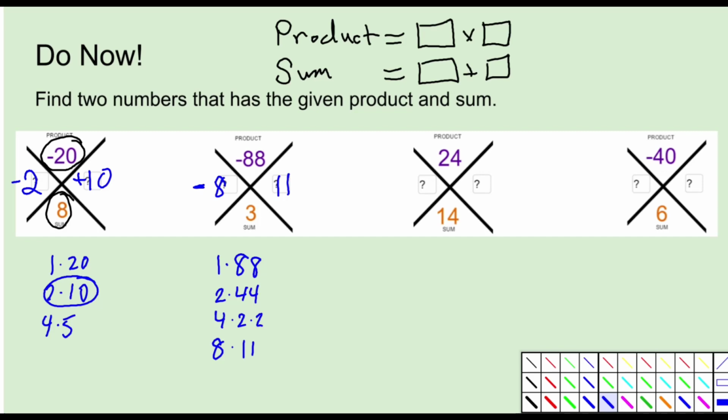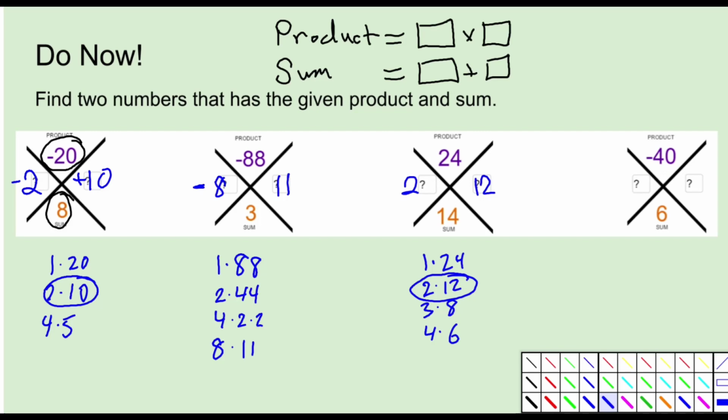Let's do the next one, 24. The factors of 24 would be 1 times 24, 2 times 12, 3 times 8, 4 times 6, and 5, 6 is back to normal. Okay, so now do any of these give me 14? Yes, this one gives me 14 right there. So a 2 and a 12, and they're both going to be positive.